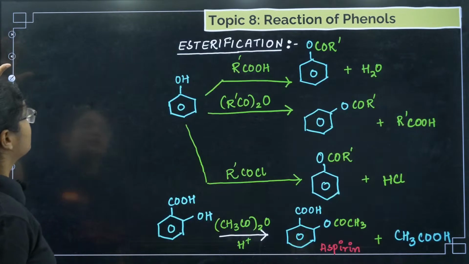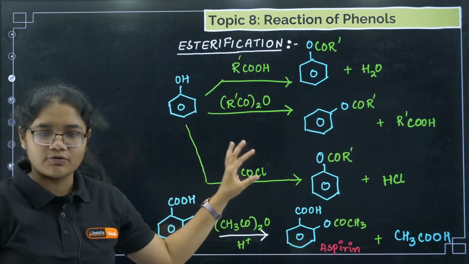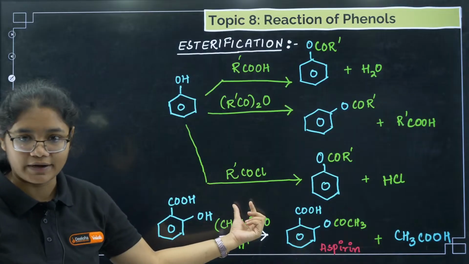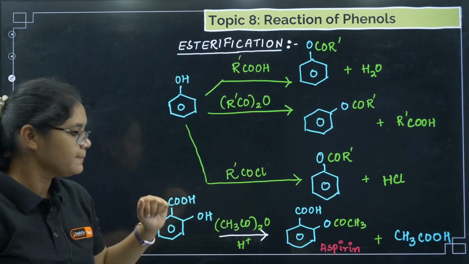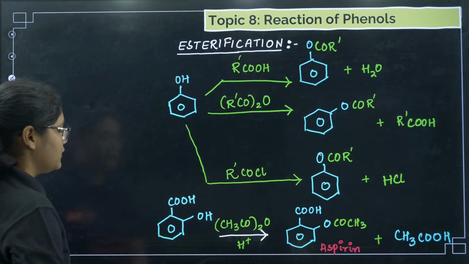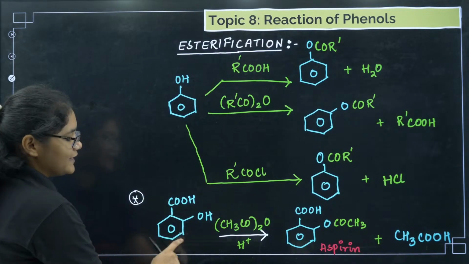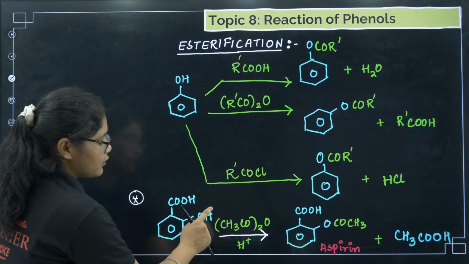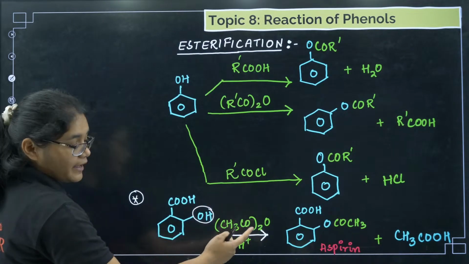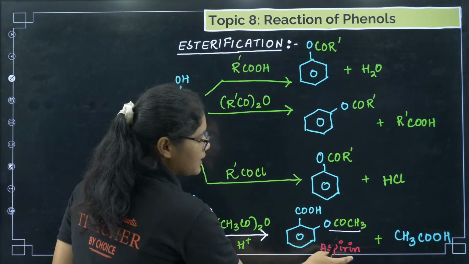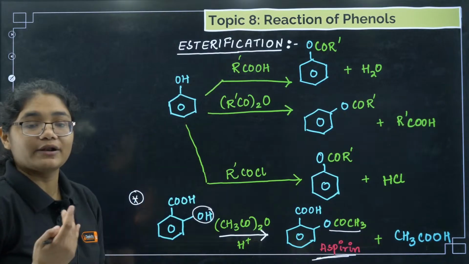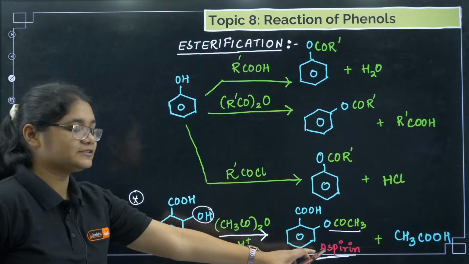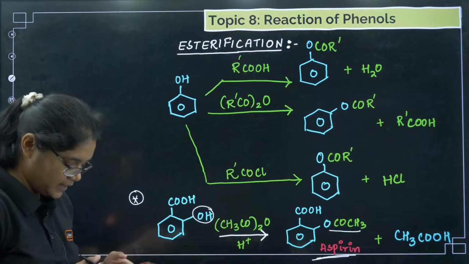Next, esterification, which I have already explained. If you take phenol with acids, acid anhydrides or acid chlorides, you will get esters. Now this one is important, a question is asked here. If you take salicylic acid with an anhydride, the OH gets converted to ester, OCOCH3, and this compound is called aspirin, which is used as a medical drug. So you have to remember the aspirin structure, and this reaction is very, very important.